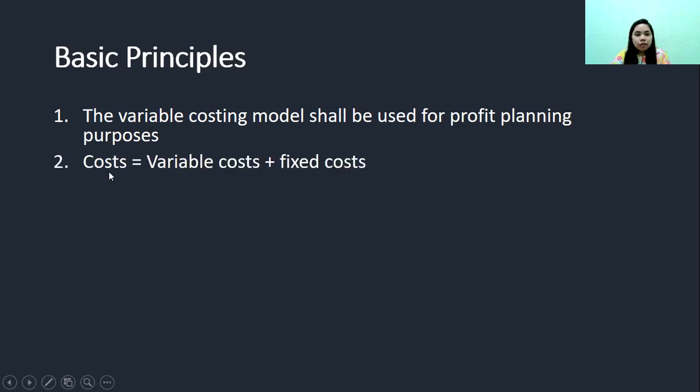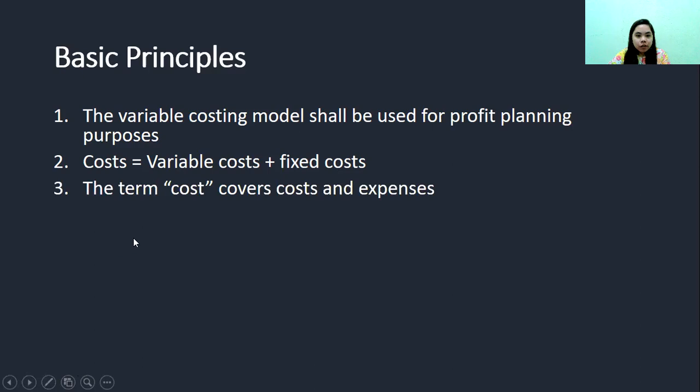Second is cost is equal to variable cost plus fixed cost. Variable costs are costs that vary in relation to production or to the number of units sold, and fixed costs, of course, are costs that do not change as long as it is within the relevant range. We will know this further when we have our example later on and in the next slides.